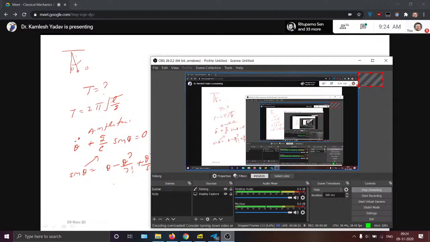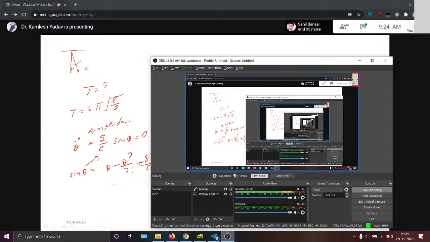Okay, only if this theta naught is very small is the time period equal to 2 pi square root of L upon g. Otherwise, if we consider a non-linear oscillator and plot a graph of time period versus amplitude, it comes out to be like this.